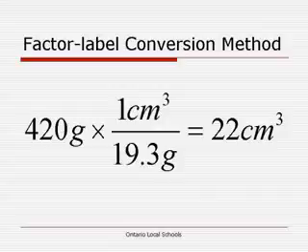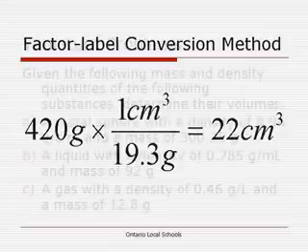We have two significant figures in our measured quantity of 420 grams. The 19.3 grams does not affect our significant figures because it's a known value. It's not a measured quantity. So 420 grams times 1 cubic centimeter, we divide by 19.3 grams. Round to two significant figures gives us 22 cubic centimeters.